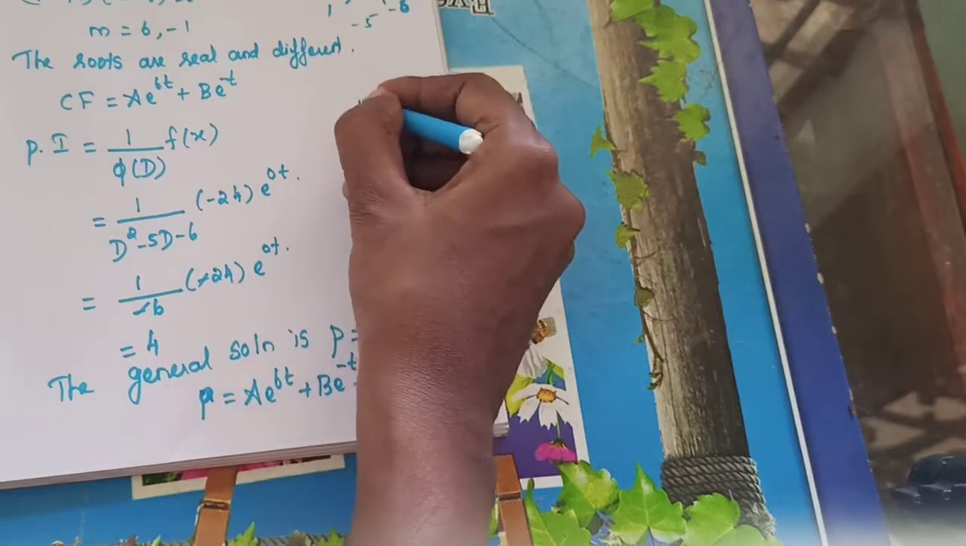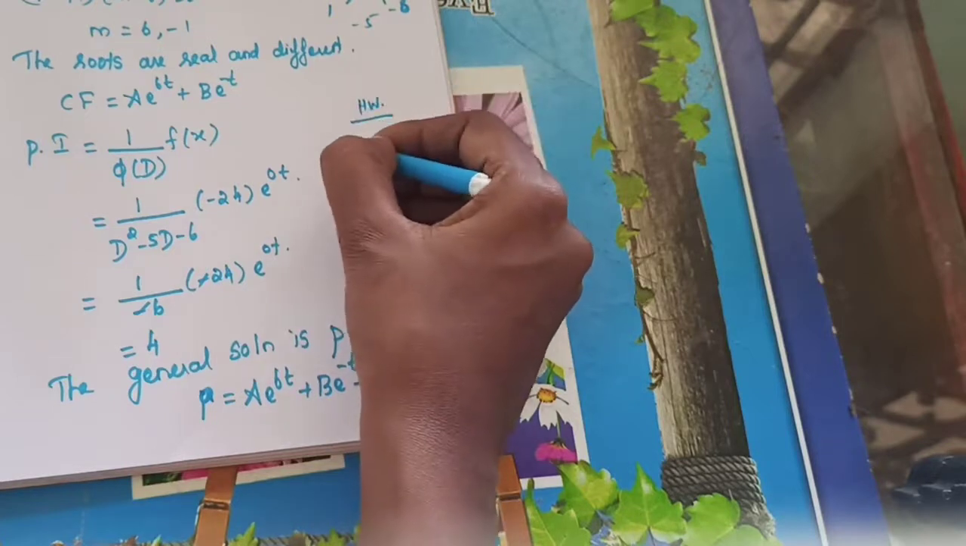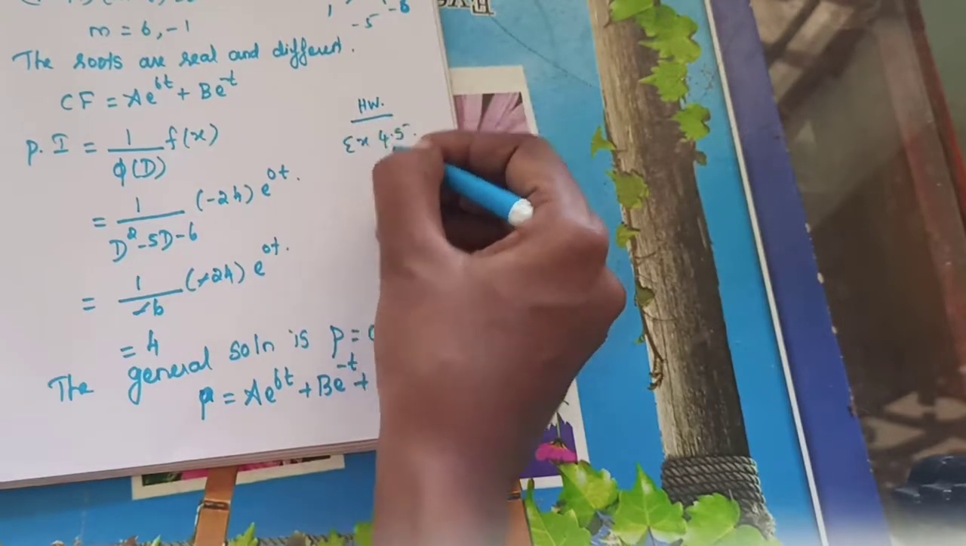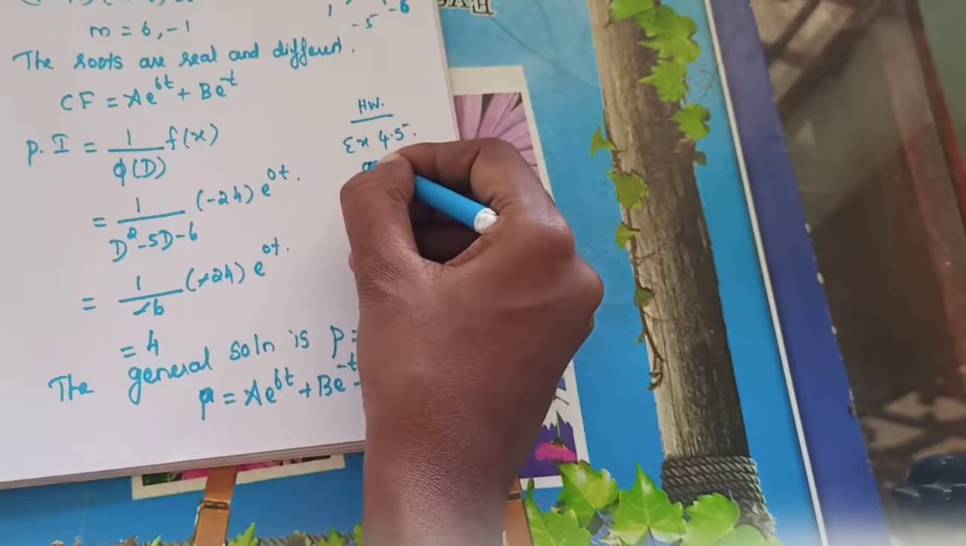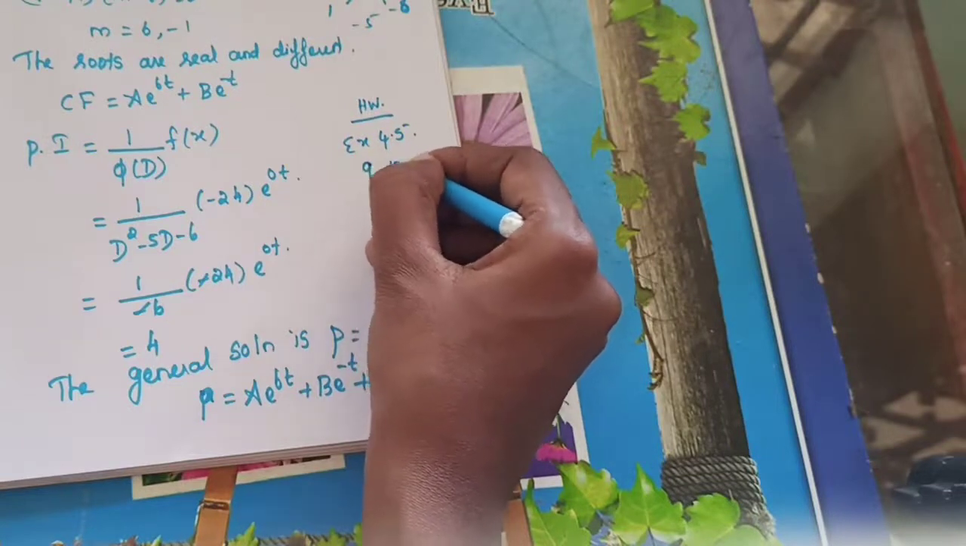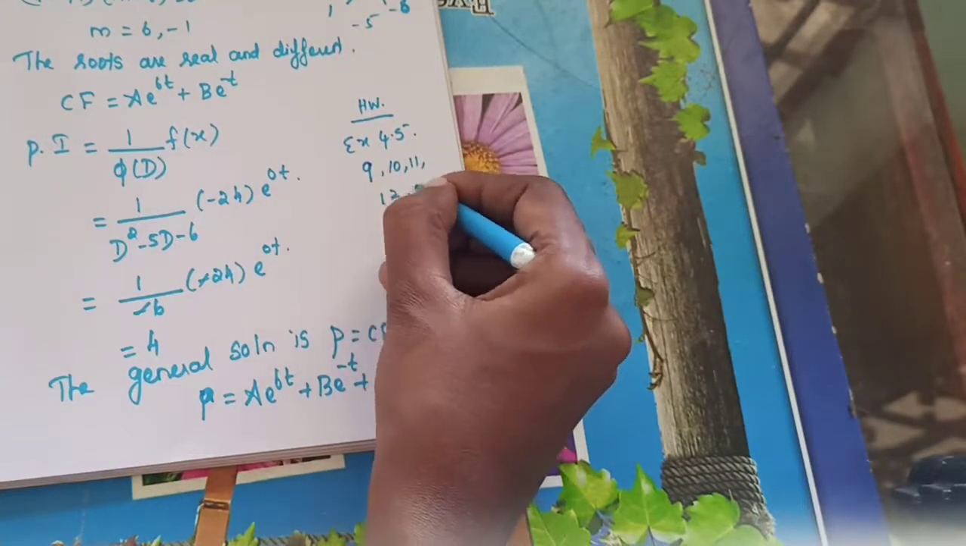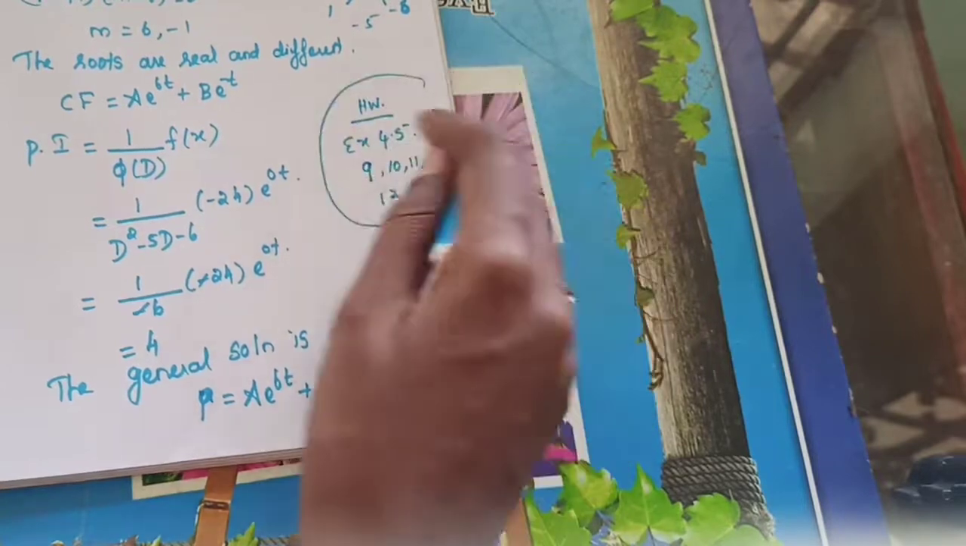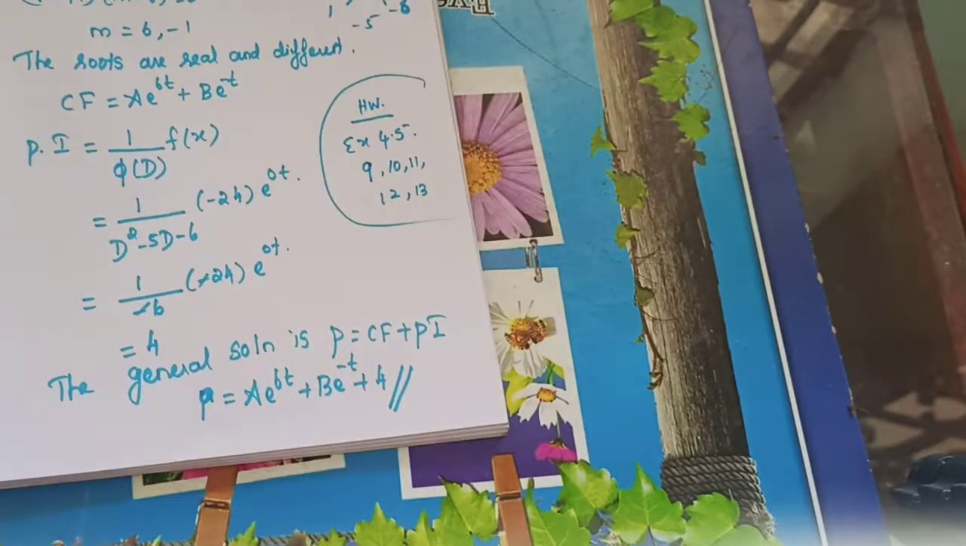Okay. So homework is exercise 4.5, problem number 9, 10, 11, 12 and 13. Everything is the same as our example today we have done. Okay, so see the example problem and do it similar to that. 9, 10, 11, 12, 13. All the problems are homework for you.